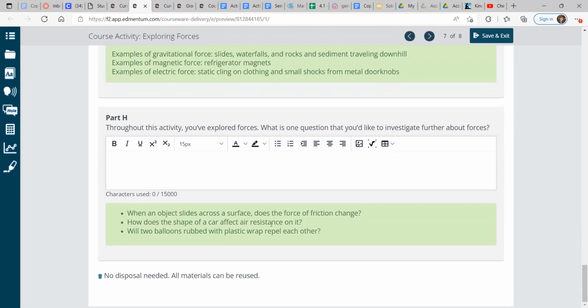And then part H just asks, what is one question that you'd like to investigate further about forces? So there's lots of questions you can ask here. How does the shape of a car affect air resistance? Will two balloons rubbed with plastic wrap repel each other? Anything like that will do.